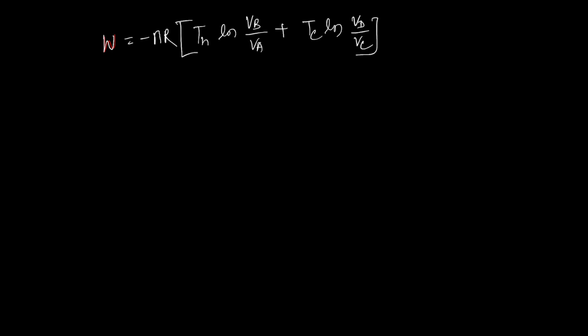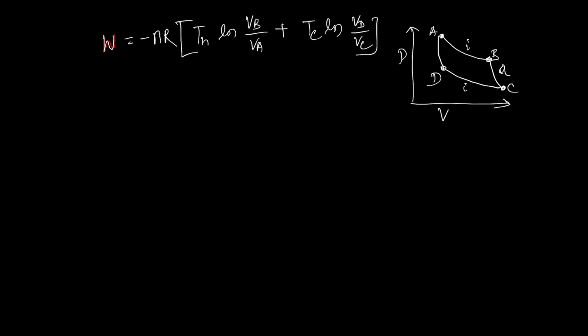Now, just to remind us, the Carnot cycle in the PV diagram is: A to B is an isothermal process, B to C is an adiabatic process, C to D is an isothermal process, and D to A is an adiabatic process. I will denote I as isothermal and A as adiabatic.